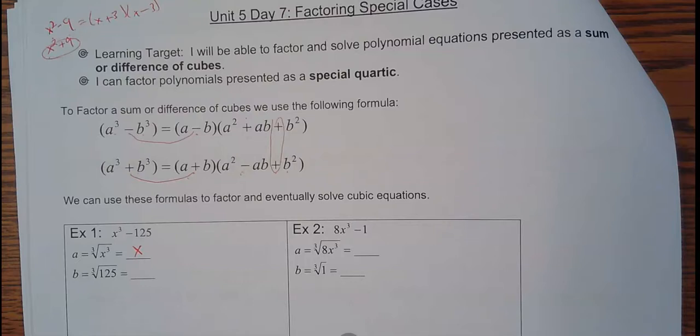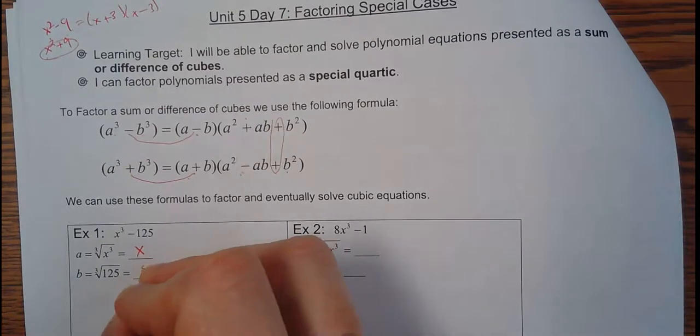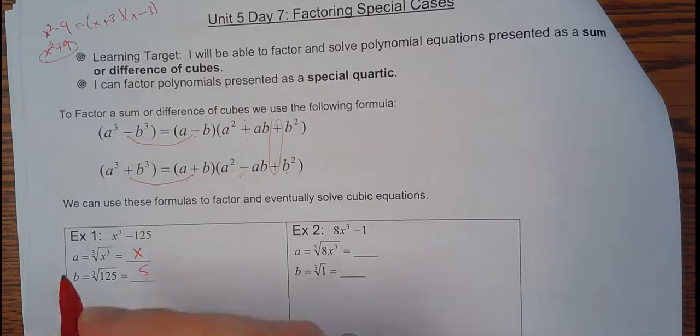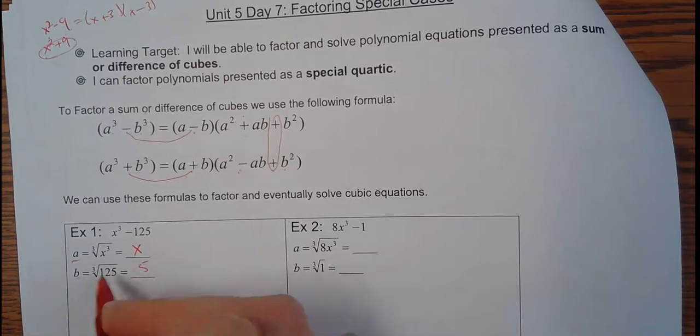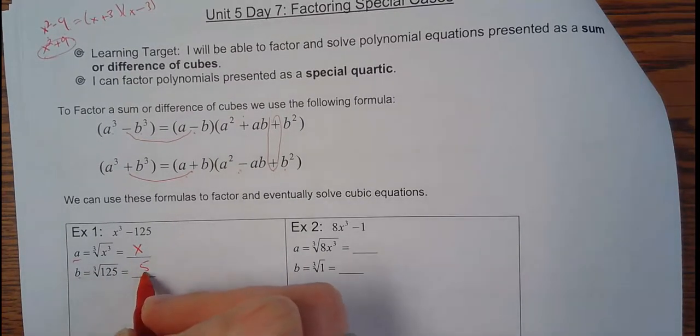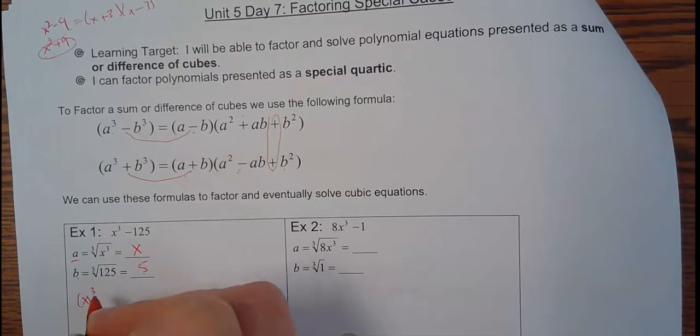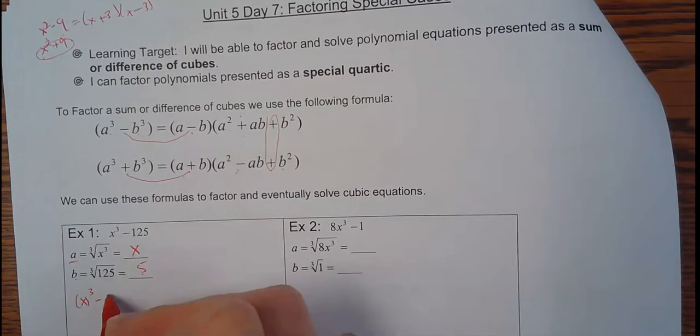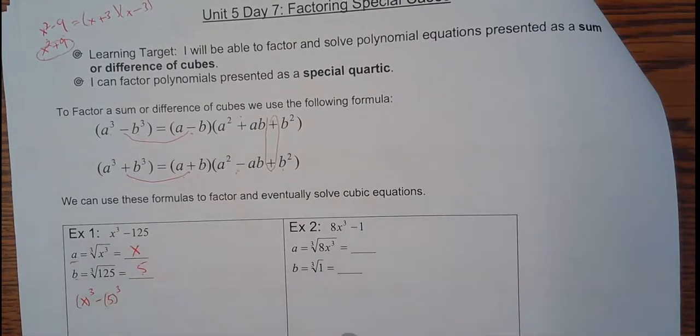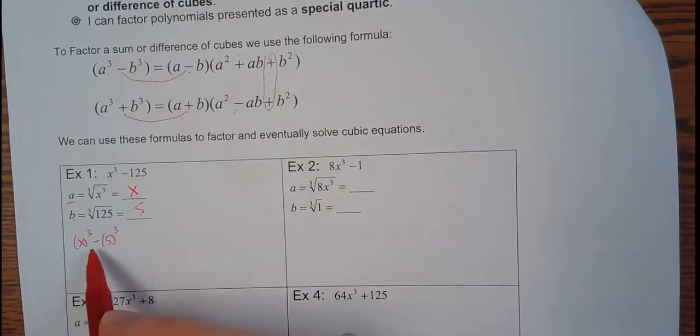4 times 4 times 4 is 64. 5 times 5 times 5 is 125. So 5 is that number. So my A is x, my B is 5. Think of it as my x is being cubed minus, and then 5 is being cubed. So there's my A and my B.